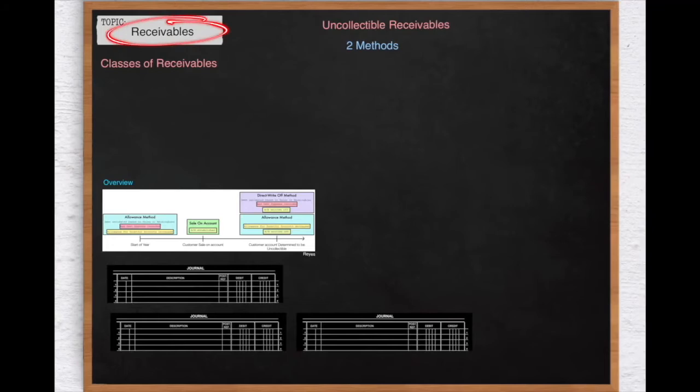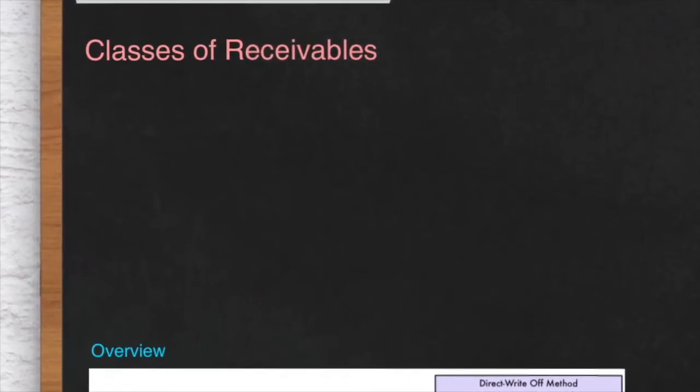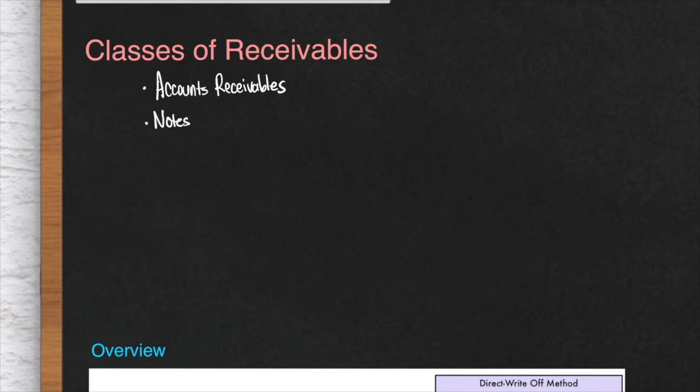Let's get into receivables. Remember, receivables is when you are expecting to receive something in the future. Classes of receivables: the account that we've been using frequently is accounts receivable. That deals with customers, and when you sell something on account, it means accounts receivable. When it's accounts receivable, you expect to receive money in the future.